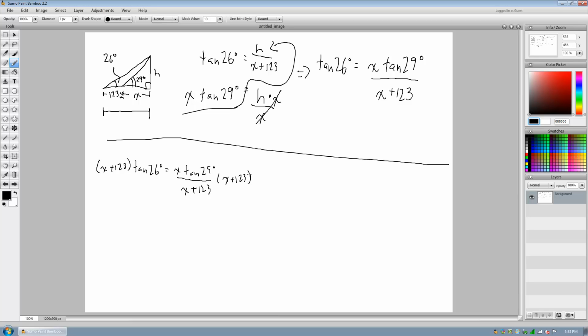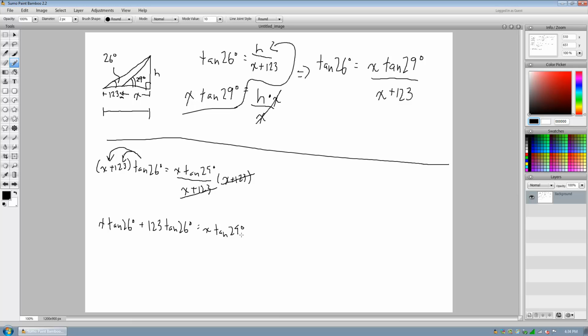So there I multiplied the second half of the equation, and now this x plus 123 will cancel this one, and I'm left with x times the tangent of 29 is equal to x plus 123 times the tangent of 26. Second step is I'm going to distribute. I'm going to distribute the tangent of 26 to both of the things inside the brackets. Okay, so now I'm going to have x times the tangent of 26 degrees plus 123 times the tangent of 26 degrees is equal to x times the tangent of 29 degrees.